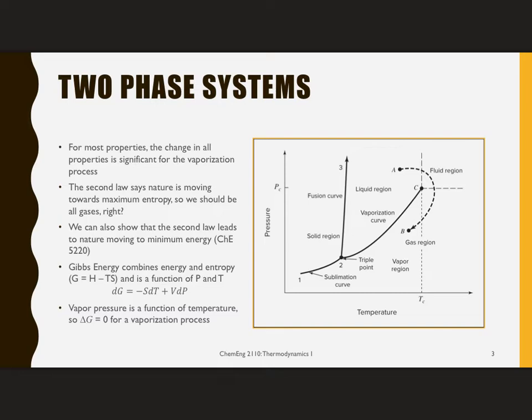Vapor pressure is going to be the relationship between pressure and temperature along this vaporization curve. So P will be a function of temperature here. Delta G is going to be 0 for that. Okay. How can we use this to model what's happening in vaporization?